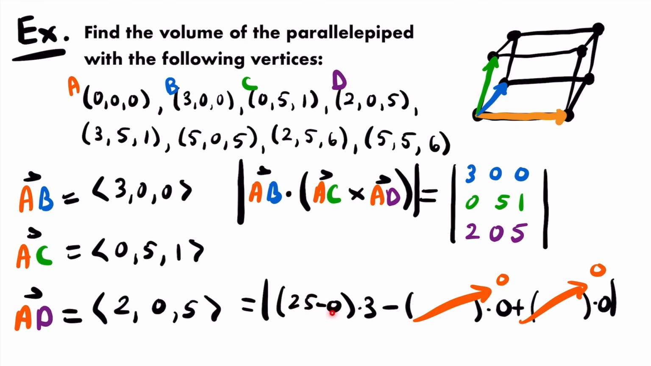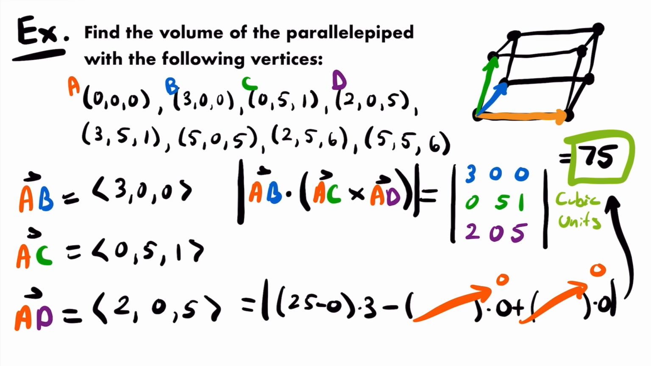And so we'll have 25 times 3, which is 75, which means that this will be equal to the absolute value of 75, which is just 75. 75 is the volume of this parallelepiped with these 8 vertices. Okay, and do remember that those would be cubic units since this is a measurement of volume. So I'll write cubic units.